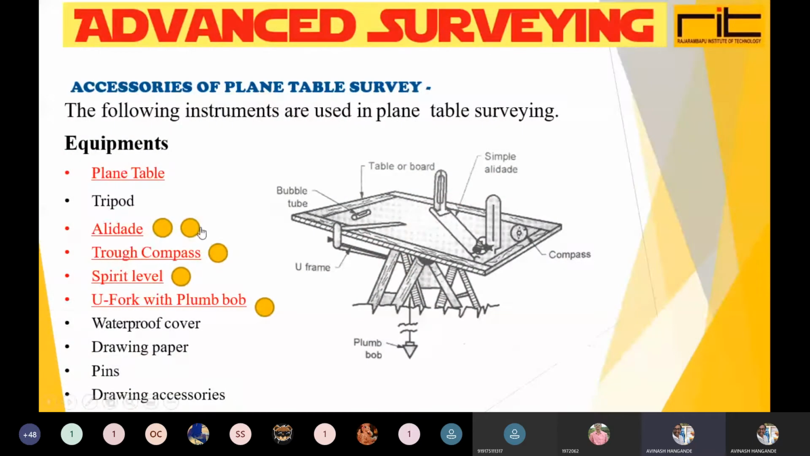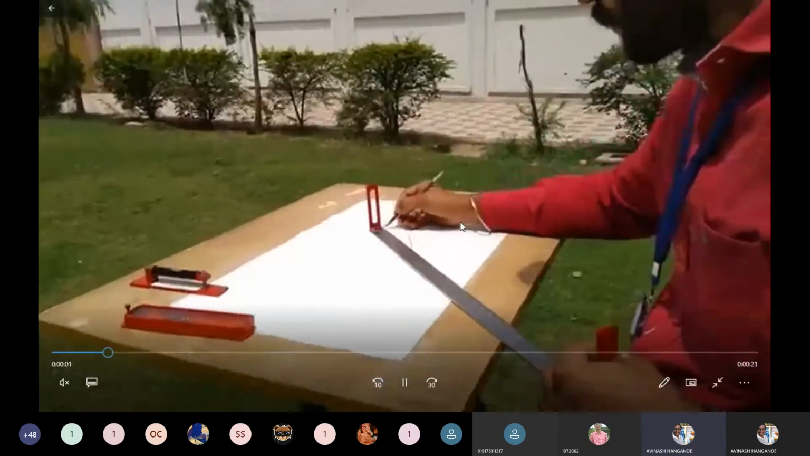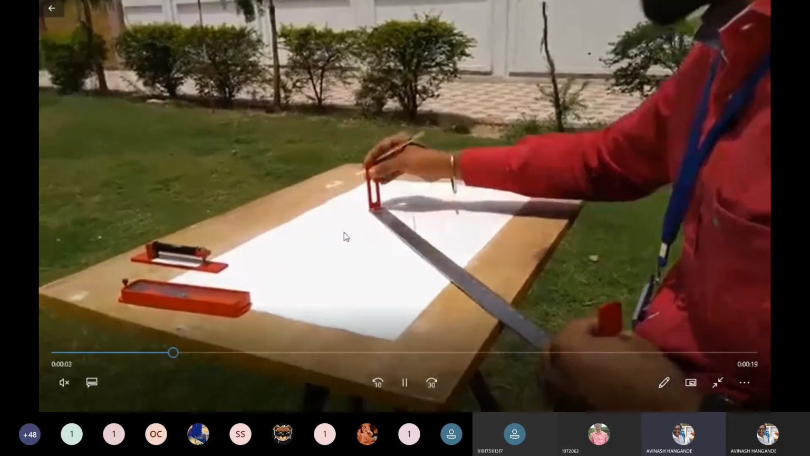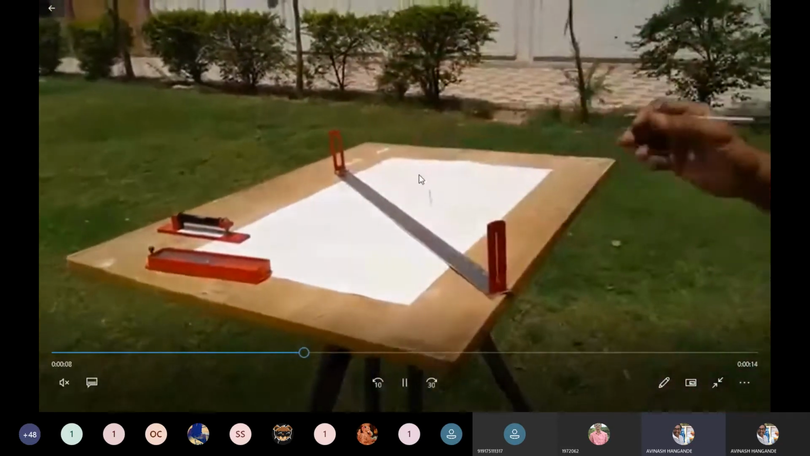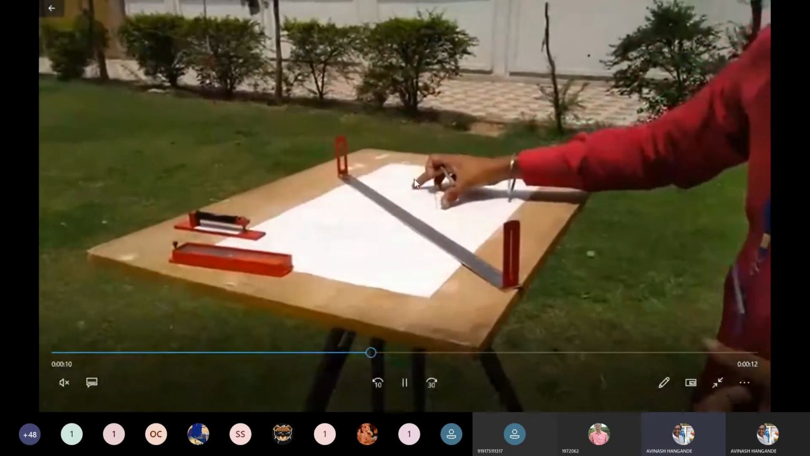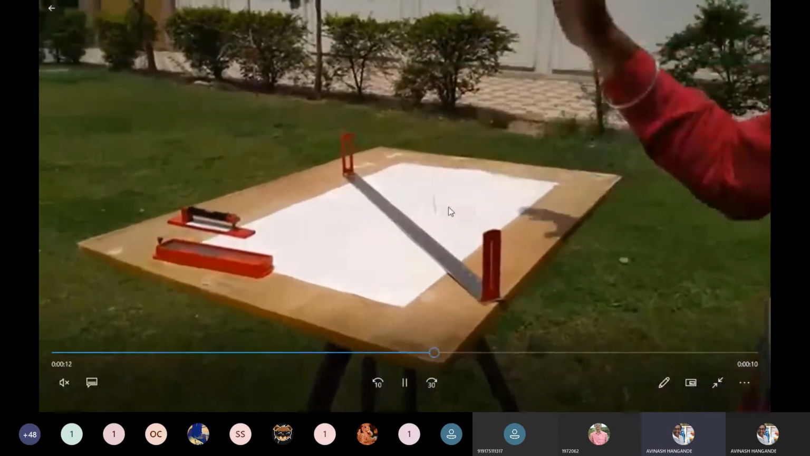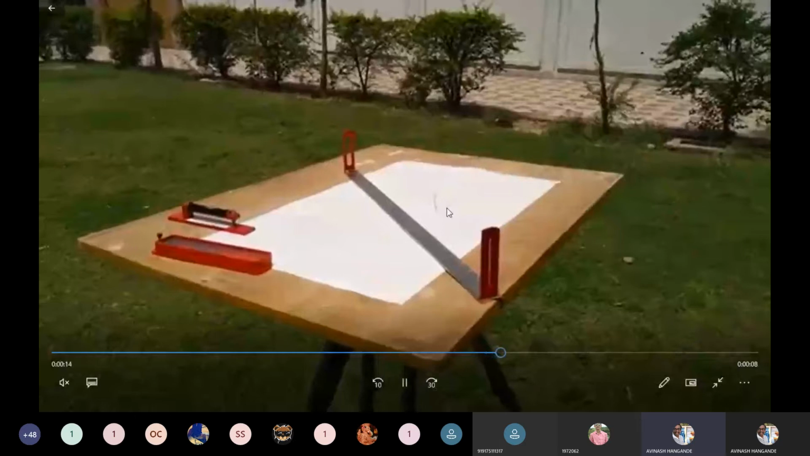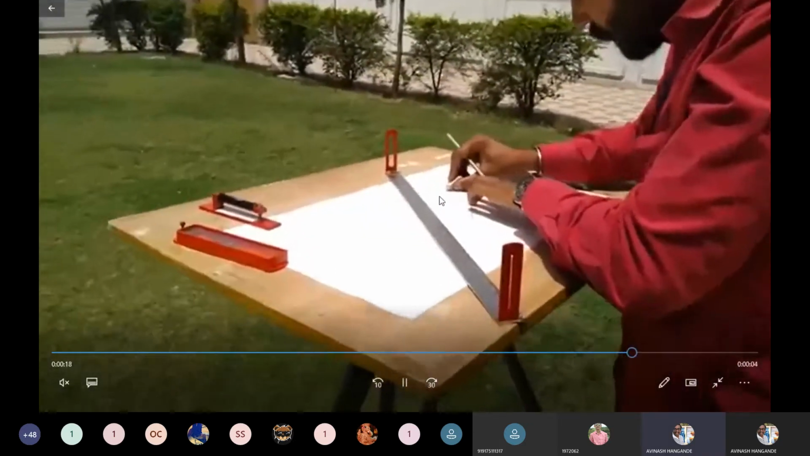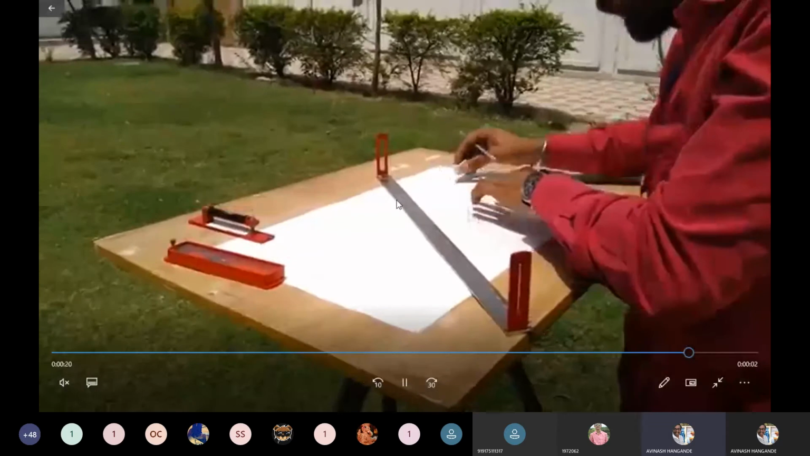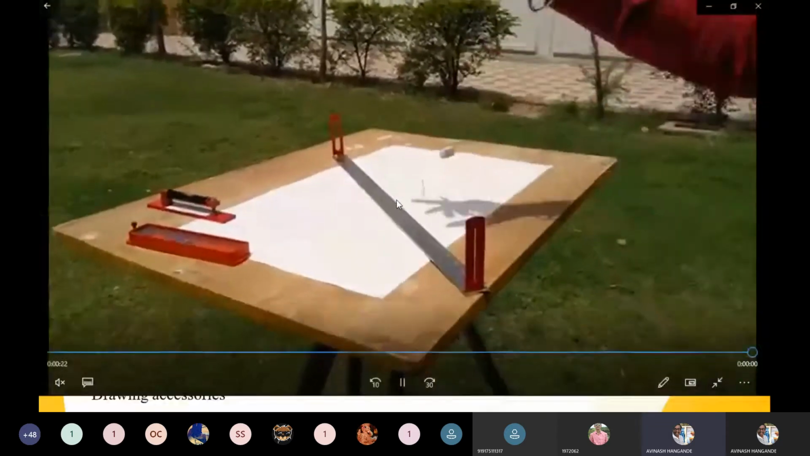Then second, after marking that line, what we have to do? We have to measure the distance, and then we have to plot that point using the scale. Then we have to name that point. So that is the distance which we have plotted. Then the remaining part of the line we can erase. So that is the simplest way to mark a line.